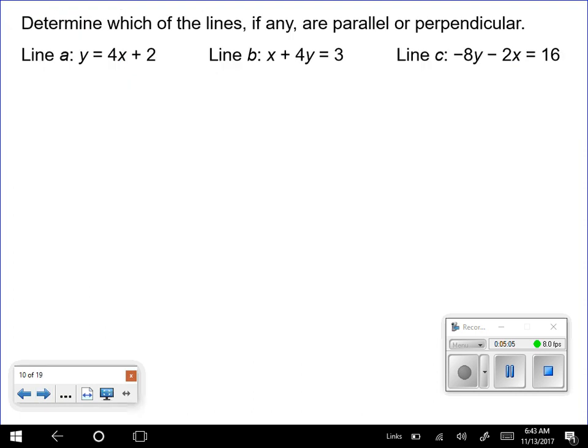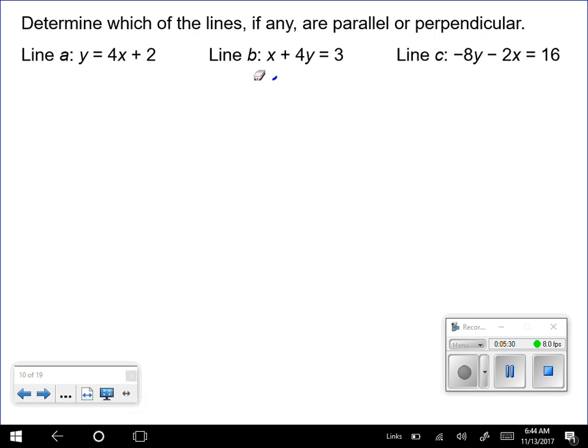So for one of the classes, we went through all of these examples. I'm going to skip over this in the video. But you could get all of them to y = mx + b, which I think some of you are struggling a bit with. That way you can see what the slope is. So I will talk about that just with line B and line C.